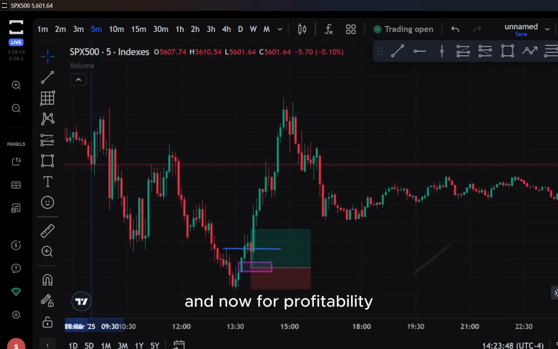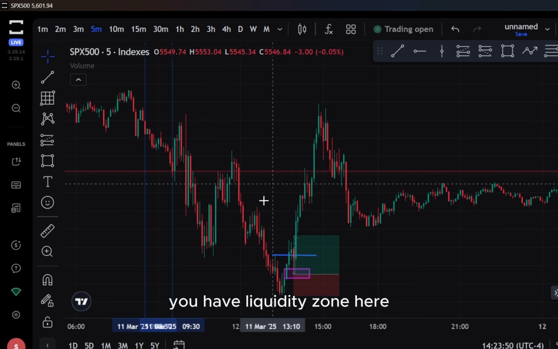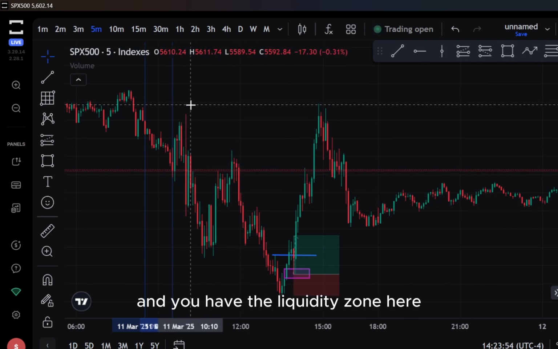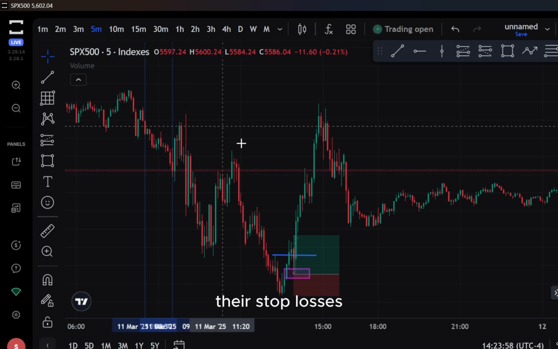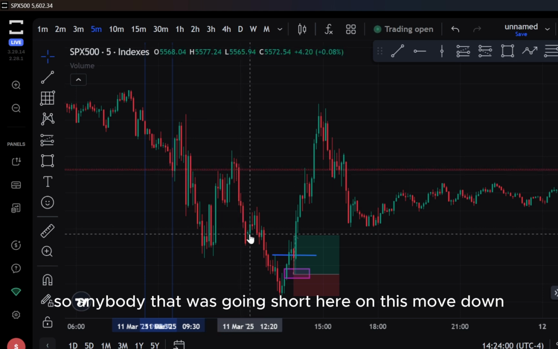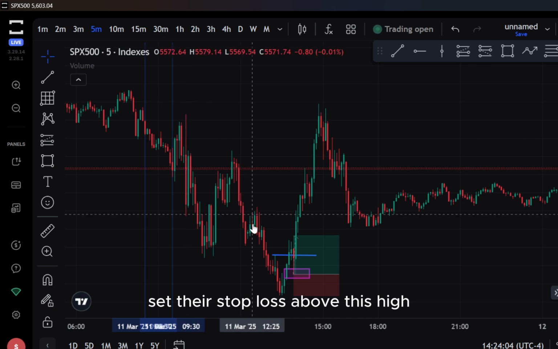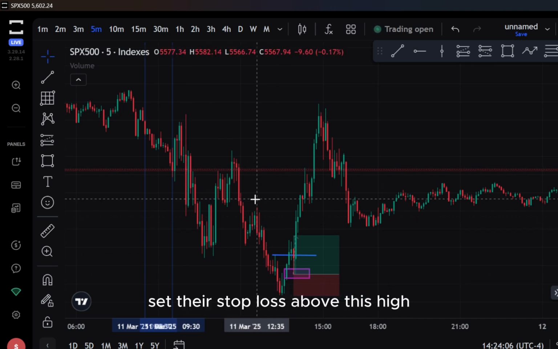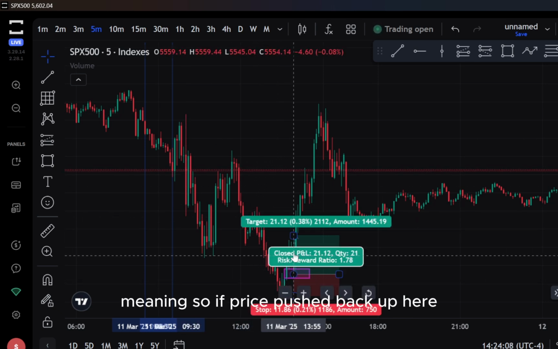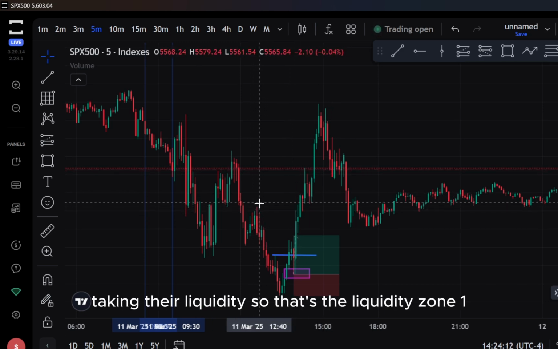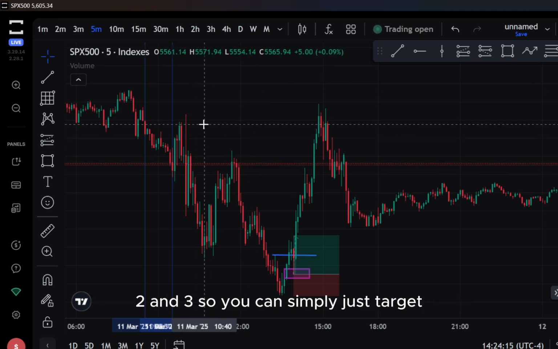And now for profitability, you have a liquidity zone here, you have a liquidity zone here, and you have a liquidity zone here. A liquidity zone is essentially just where people have their stop losses. Anybody who was going short on this move down set their stop loss above this high. Anybody who went short here set their stop loss above this high. Meaning if price pushed back up here, it would knock people out of their trade, taking their liquidity. So that's liquidity zone 1, 2, and 3.